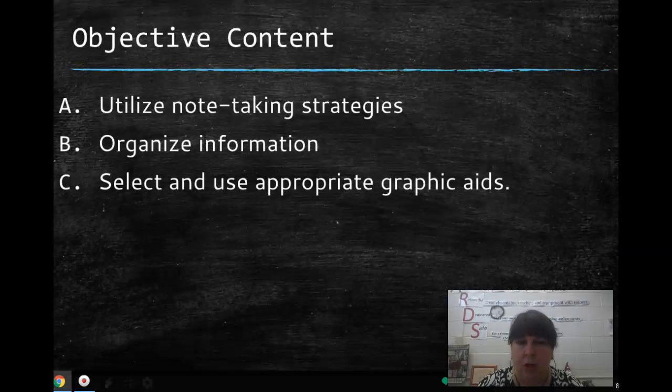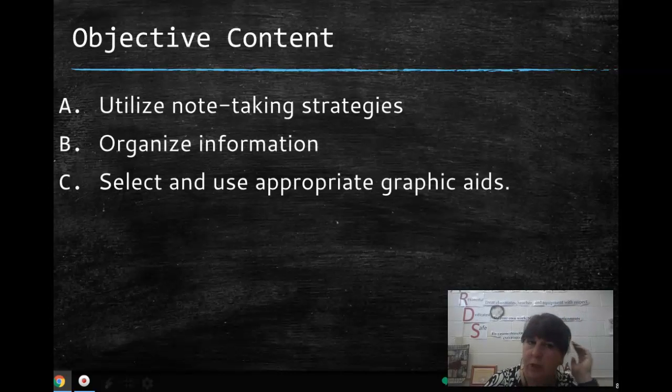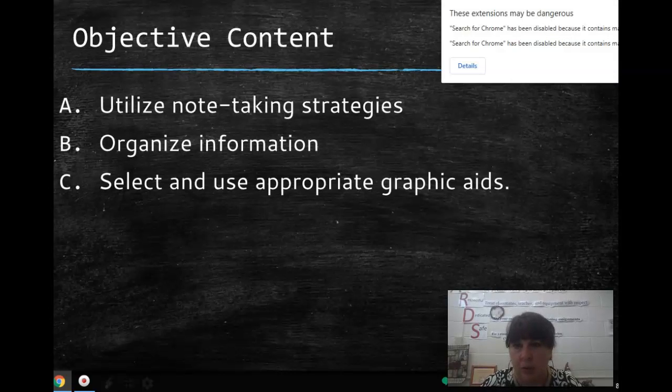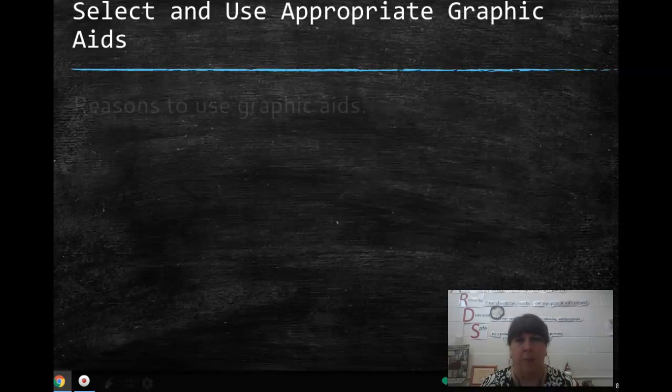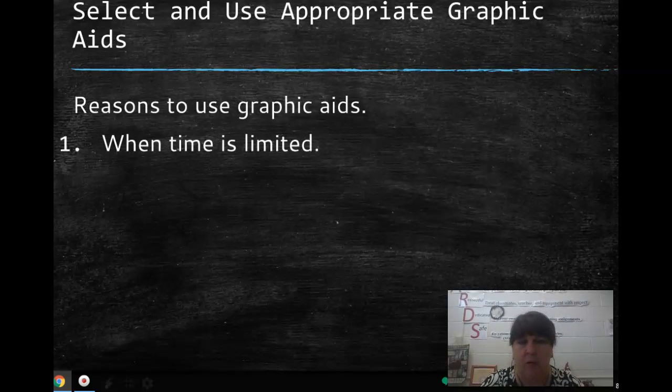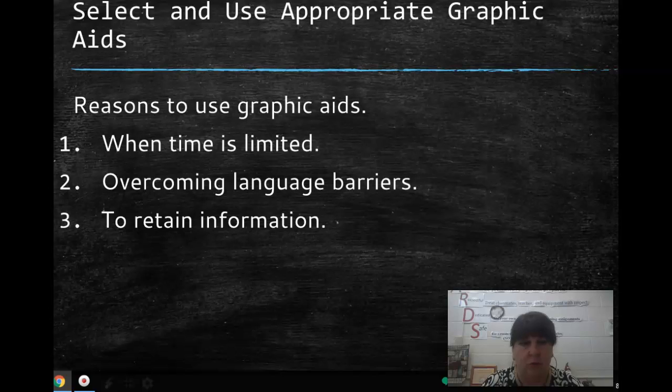So these are the objectives in your notes. This set is a little bit longer, but your objectives are to be able to utilize note-taking skills that you can use, be able to organize your information, and also to be able to select and use appropriate graphic aids for what you're doing. So in talking about graphic aids, there's a number of reasons why you use graphic aids.